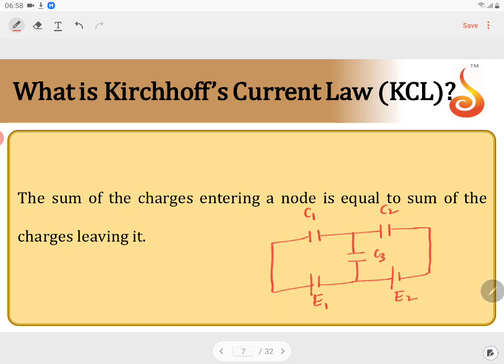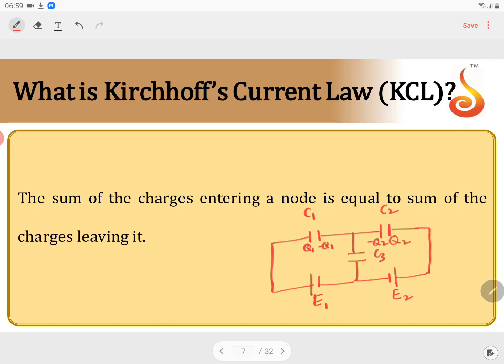So this E1 will supply a charge Q1 to this plate, and this one is minus Q1. Why? Because opposite plates should get equal and opposite charge. Similarly, this second battery E2 will supply a charge Q to this plate, and this is minus Q.